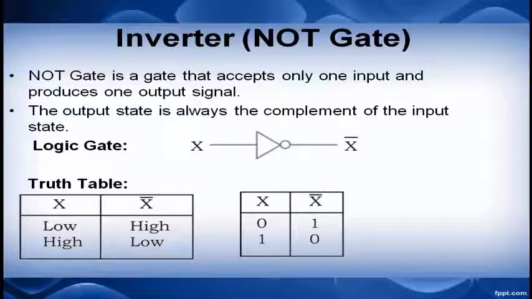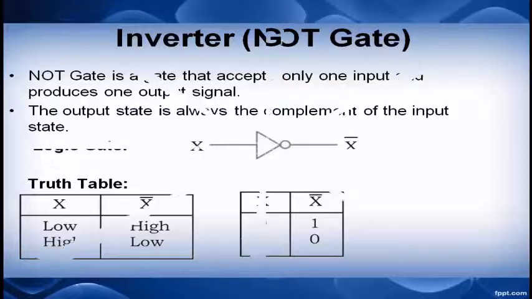When we pass the input signal as low, the output signal is high. When we pass the input signal as high, the output signal is low. Alternative truth table for NOT gate: when we pass the input as 0, the output is 1. When we pass the input as 1, the output is 0. The output is always the opposite of the input. When X bar is equal to 1, X is 0. When X bar is equal to 0, X is 1.